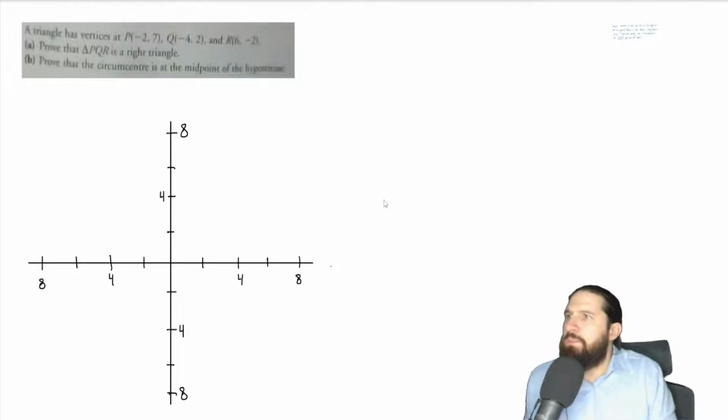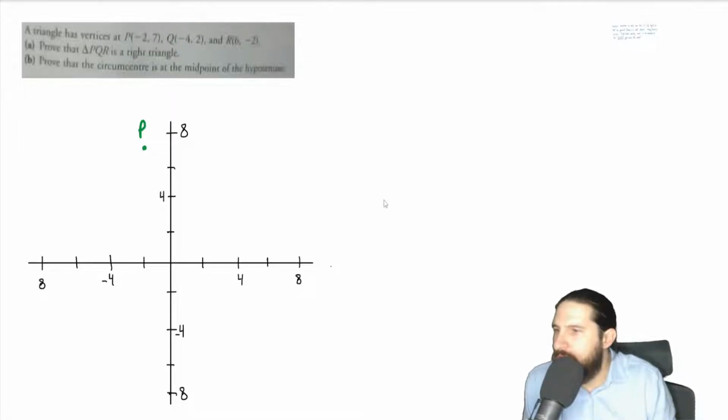So now P is at -2, 7. So -2 is the X, the horizontal. So let's go -2 here, and then 7 up. So we're in between those two. So that's P. And then we have Q, which is -4... we didn't label this properly. This is -4, this is -8. So -4 and then just 2. So that's there. And then the third point is 6 and -2, which is way over here. Okay. So those are my 3 points.